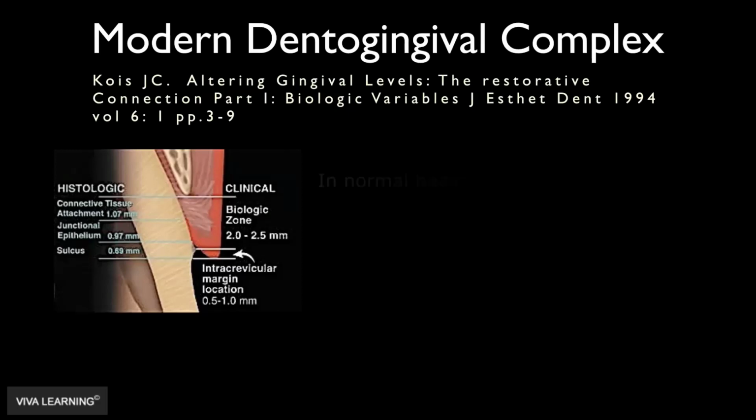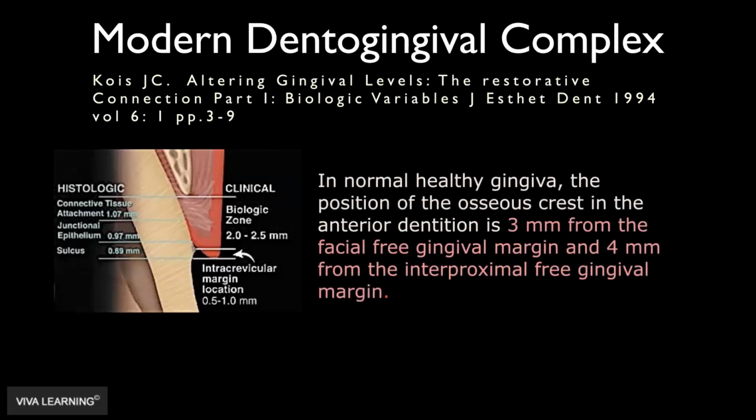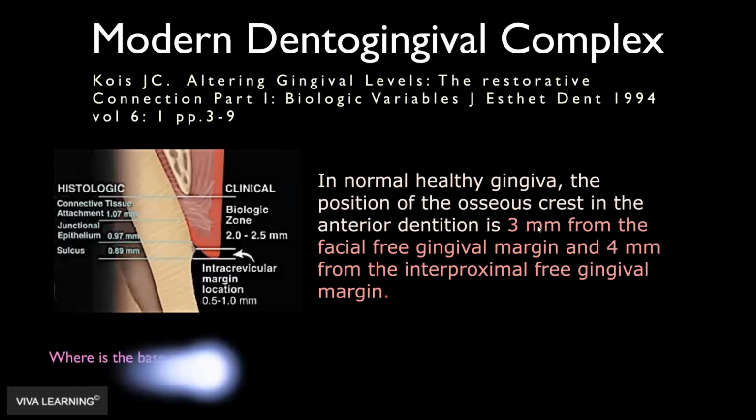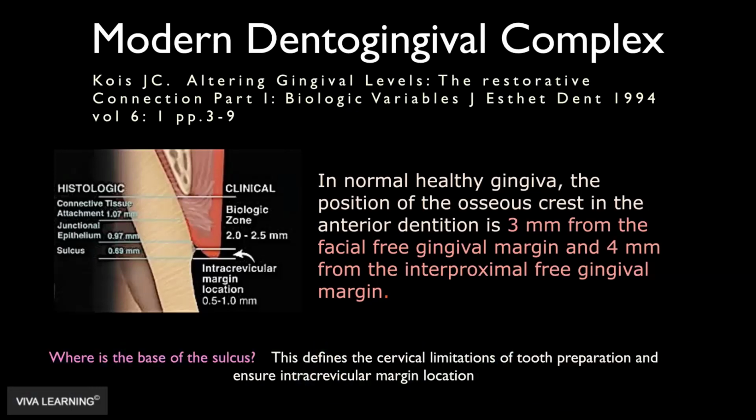All John was saying was, in normal healthy tissue, the position of the osseous crest in the anterior is 3 millimeters from the facial free gingival margin and 4 millimeters from the interproximal gingival margin. This number, 3 millimeters, is very important, because it allows you to know that you won't have biologic width infringement as long as you have 3 millimeters from the osseous crest to the free gingival margin. So you need to know where the base of the sulcus is, because that defines the cervical limitation of tooth preparation.